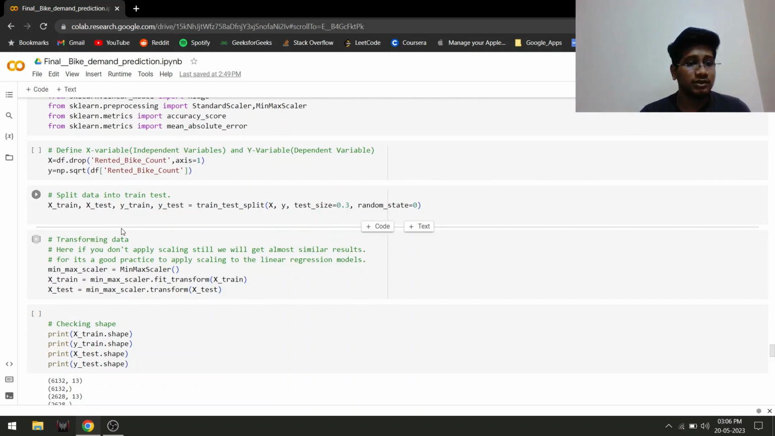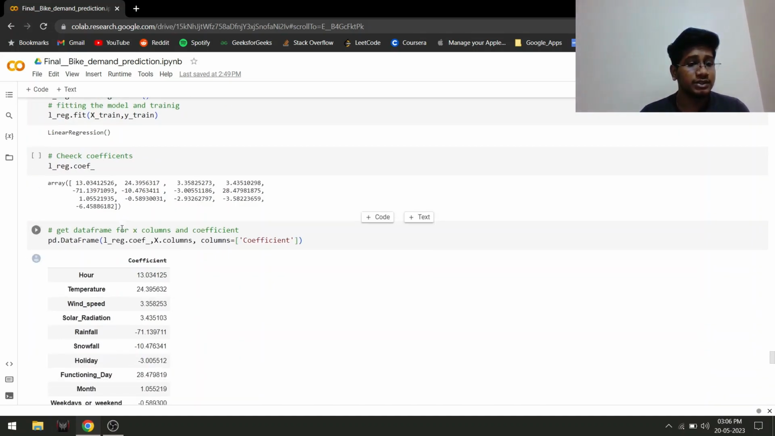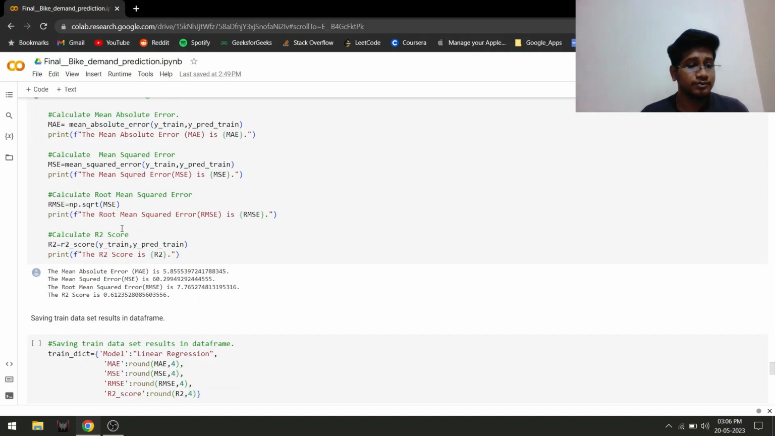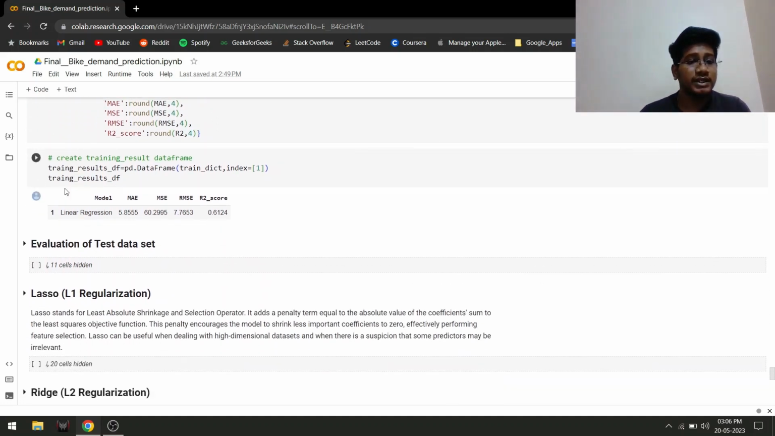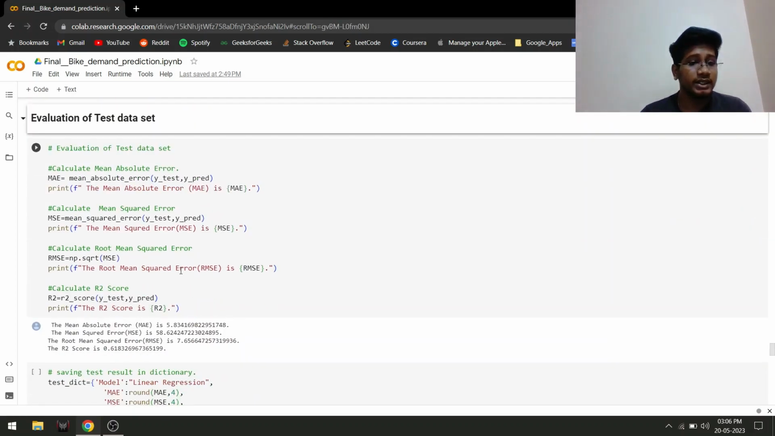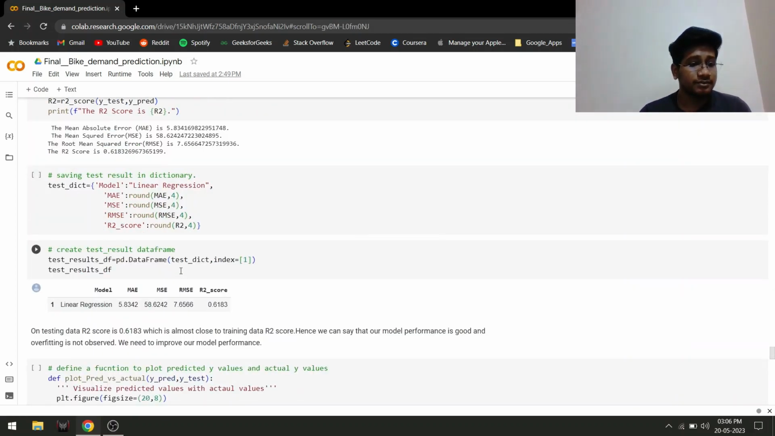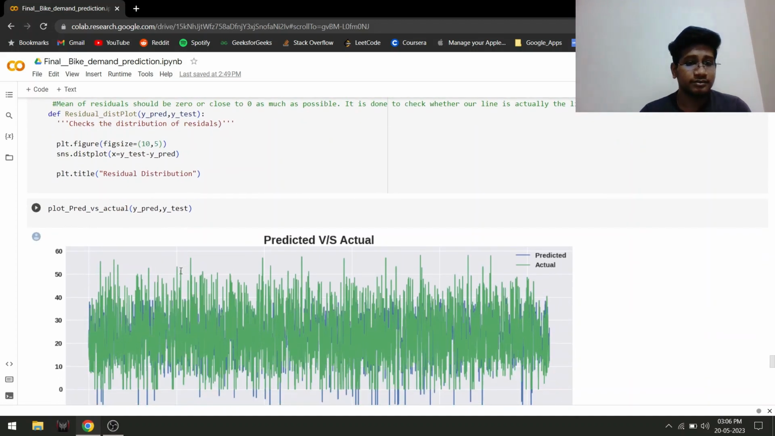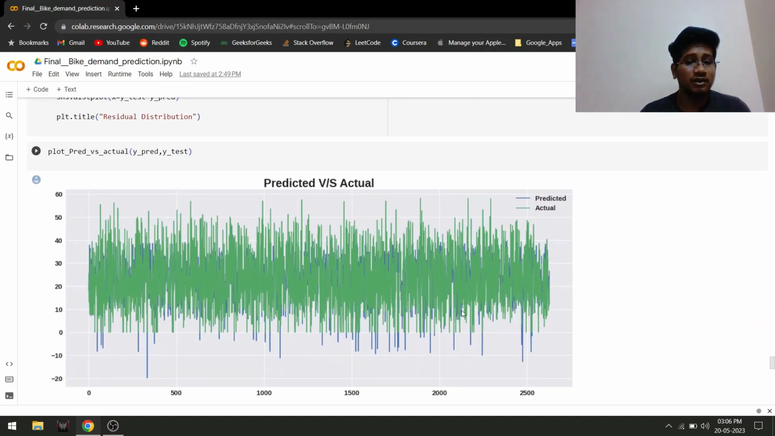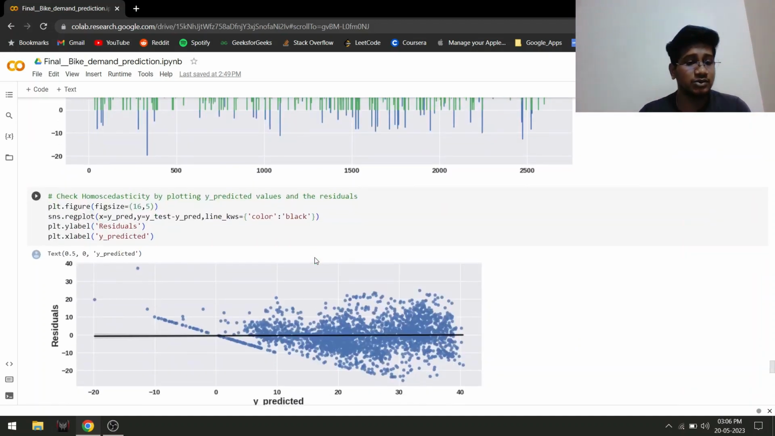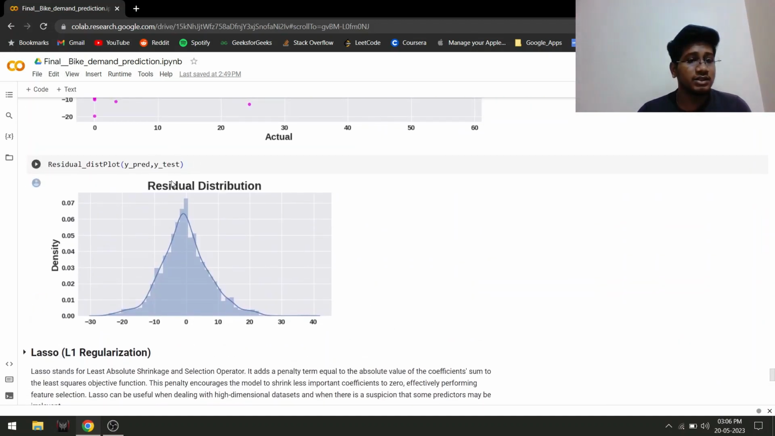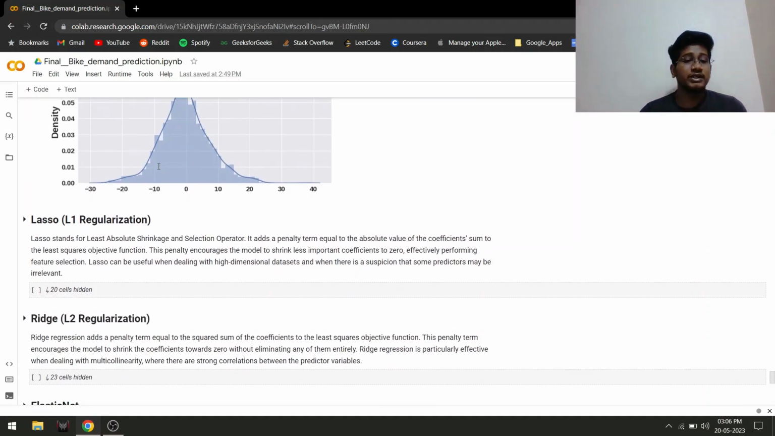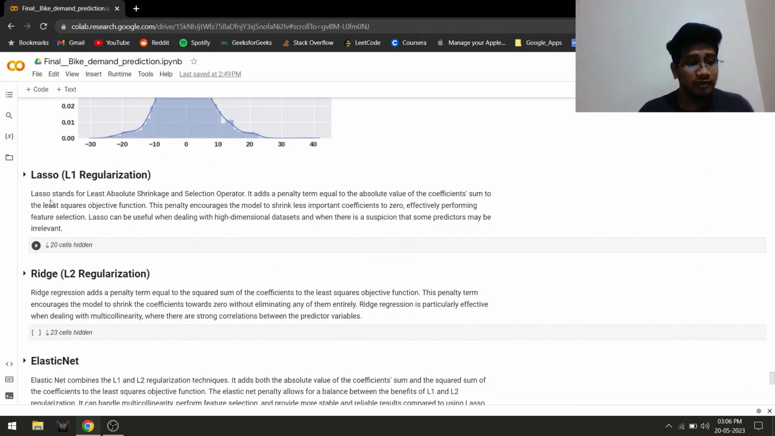Here we will start our linear regression. And we have created the training result data frame. So we will evaluate the test data set. Here we can see a graph of predicted versus actual. So after this linear regression, there are three types of regularized regression: lasso, ridge, and elastic net. We will go into them one by one.